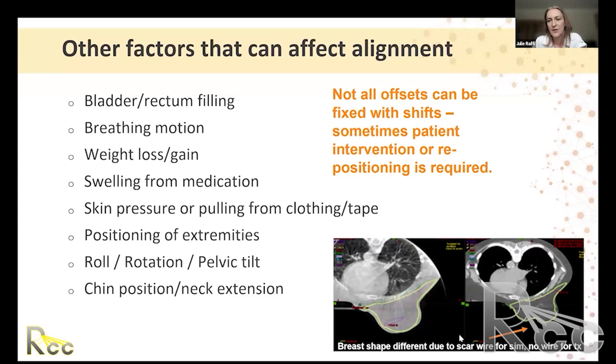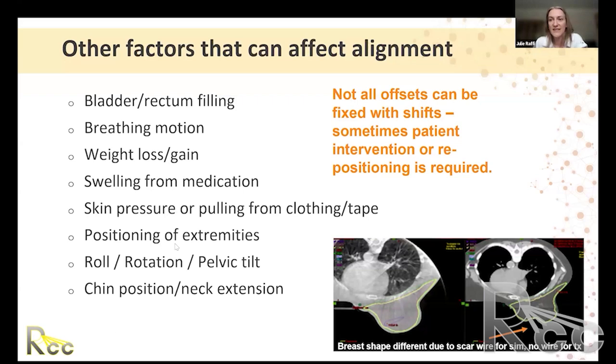Here's an example where you see this breast shape looks different. The one on the right was from simulation. During simulation, the patient had a wire on their scar, like tape on the breast surface, and it was impacting the shape of the breast. Since that tape wasn't there for treatment, they observed that the breast shape looked a lot different for treatment than it did for simulation. So in this case, they actually ended up repeating a simulation without that tape on to better match what it looked like for treatment.